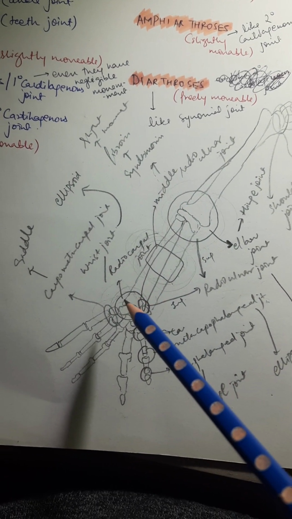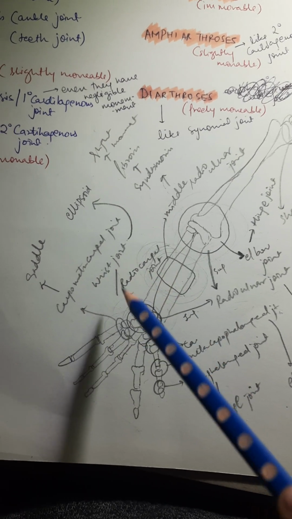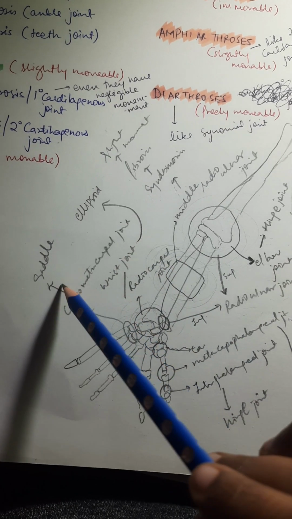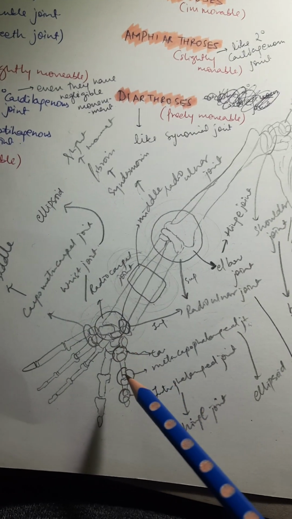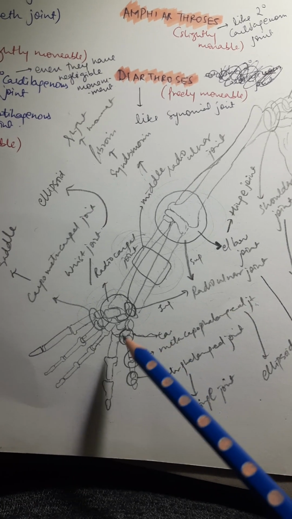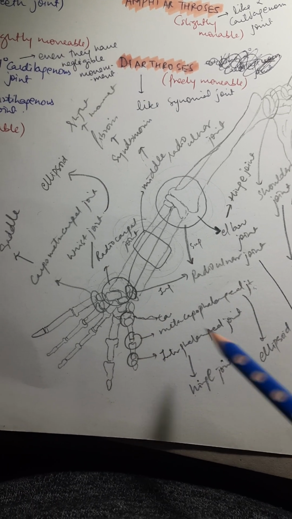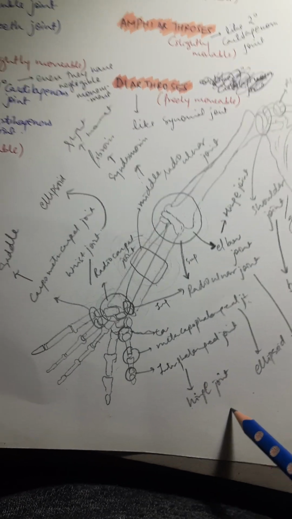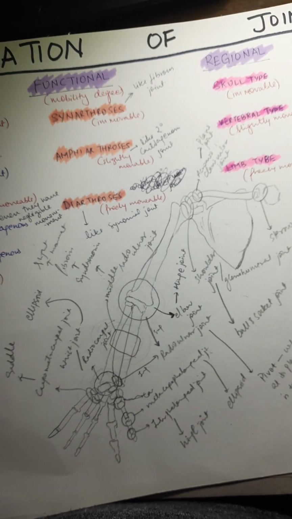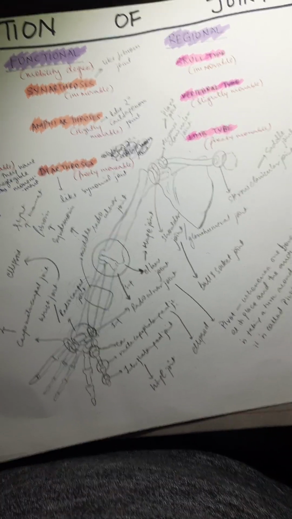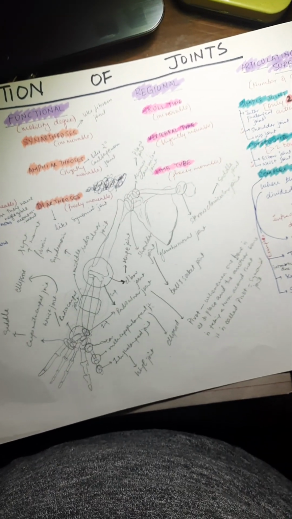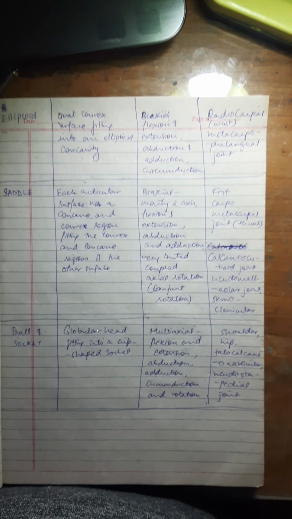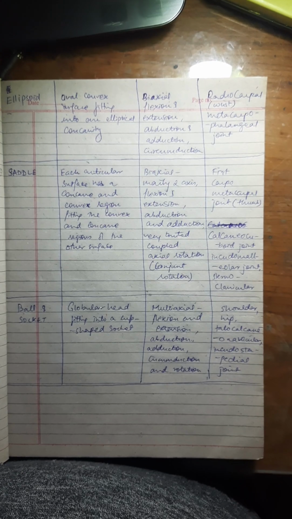Coming down, we have radiocarpal joint, wrist joint, this is ellipsoid. Then we have carpometacarpal joint, this is saddle. Coming down, we have metacarpophalangeal joints, this is ellipsoid again. And the last one is interphalangeal joint, which is hinge joint. If you want a picture of this, then you can take it by pausing the video. Also of this one and this one.